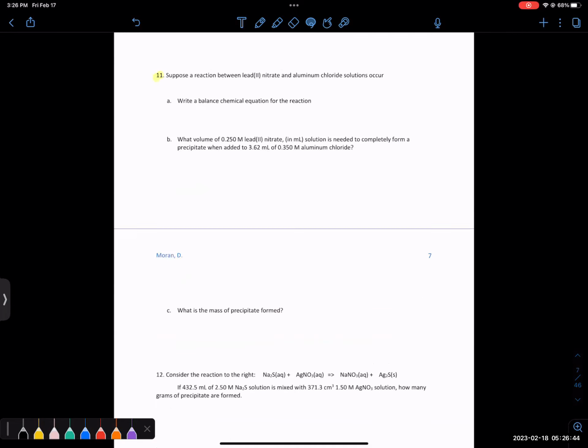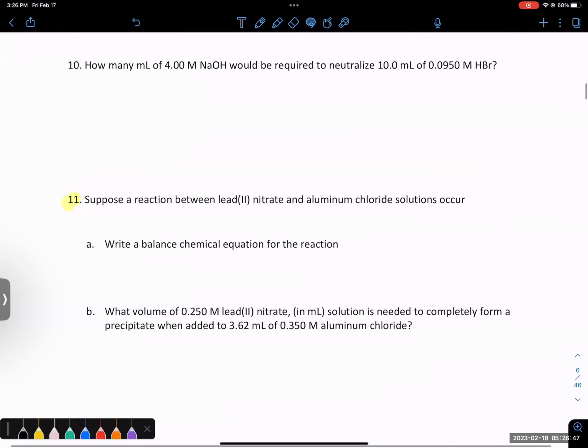Anyway, what's your number 11 because it's highlighted? Suppose a reaction between lead-2 nitrate and aluminum chloride solutions occurs. James, what's the balanced equation for this? So Pb(NO3)2, then what else? AlCl3. Yeah. Now what does that make?